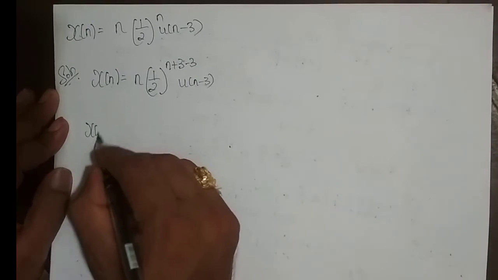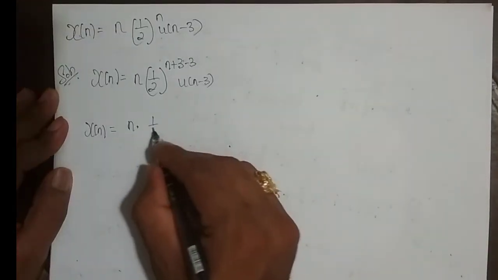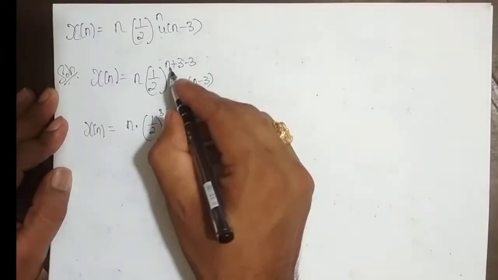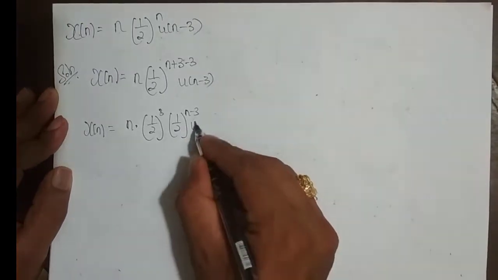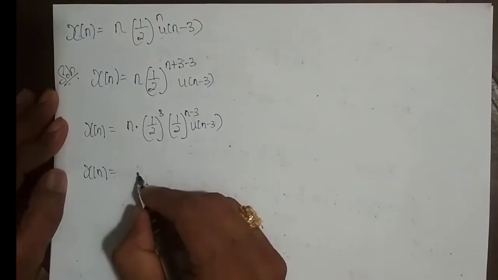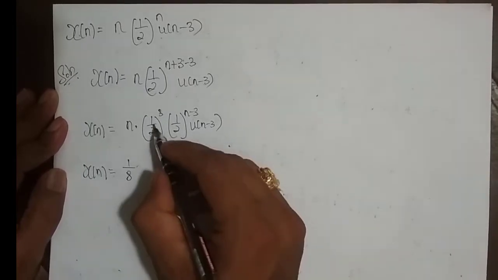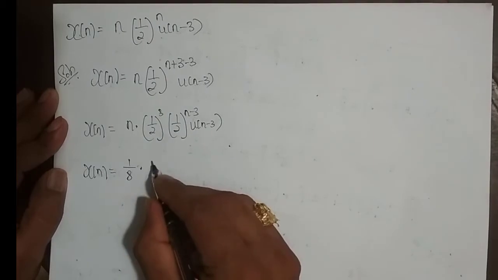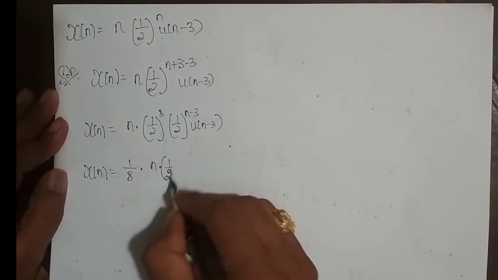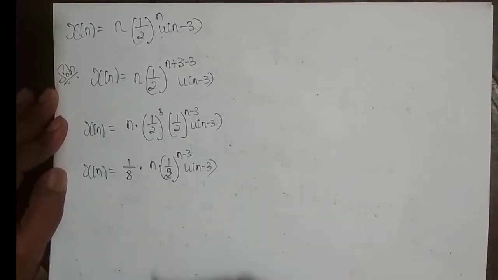So x of n is equal to n into 1 by 2 power 3 and 1 by 2 power n minus 3 into u of n minus 3, right? So x of n is equal to, this is a constant, 1 by 8 into n into 1 by 2 power n minus 3 into u of n minus 3.